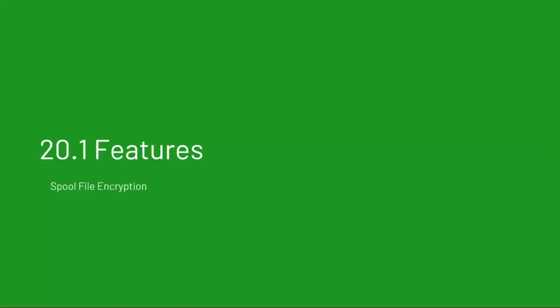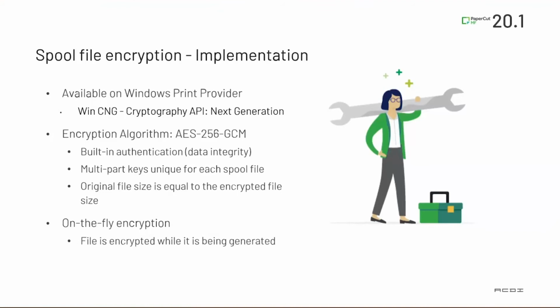Now let's move into the new features in PaperCut version 20.1, the first being spool file encryption. Spool file encryption, now available for Windows servers, is using Cryptography API: Next Generation, or CNG for short. The files are encrypted using AES 256 GCM, which has built-in authentication. Now, this assures the encrypted data isn't tampered with, and that's validated during the decryption.